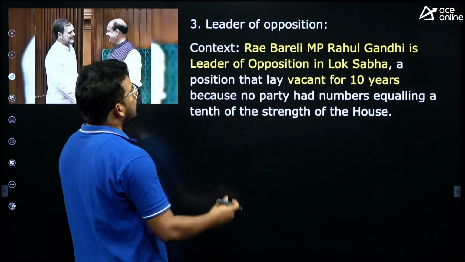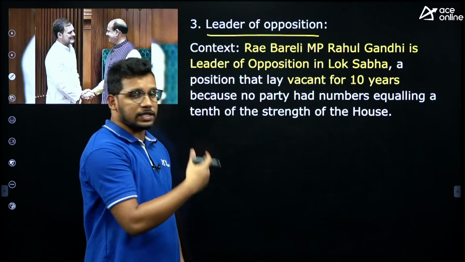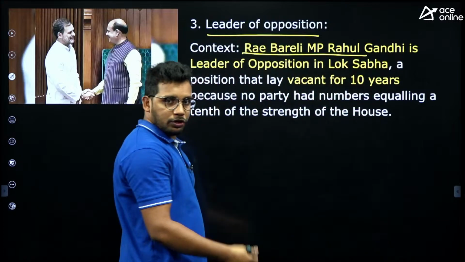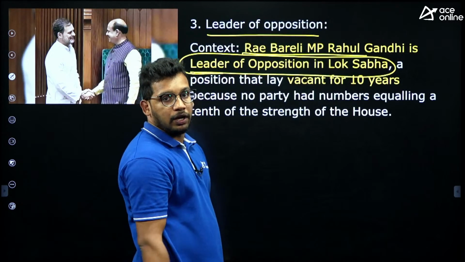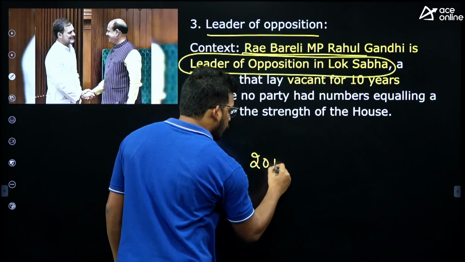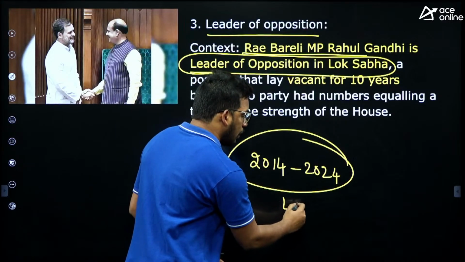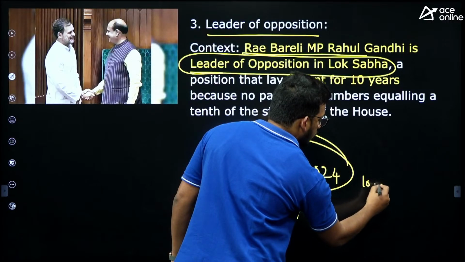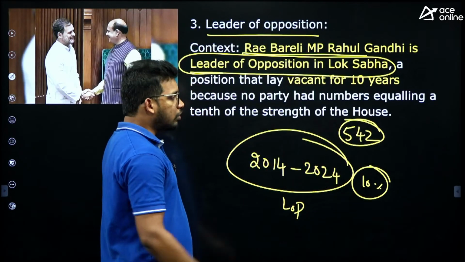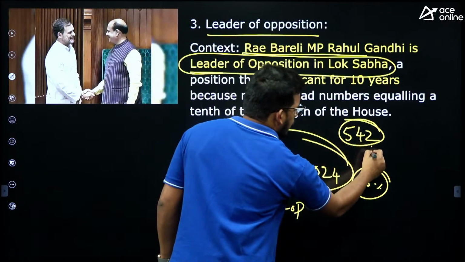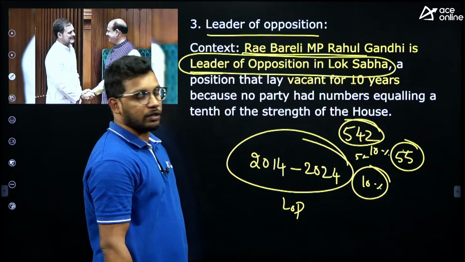Okay, I'll clear. Next article, leader of opposition. The context is that Rae Bareli MP Rahul Gandhi, who is part of Congress, right, has got the status of leader of opposition in the Lok Sabha. In the last 10 years, that means from 2014 till 2024, we didn't have any leader of opposition. We don't have LOP, leader of opposition, because no party has got 10% of total Lok Sabha seats. What are the total Lok Sabha seats? 542, right? Or 543 you can say. Out of that, 10% means 54.2, that means 55. One needs to get 55 seats, right, according to the convention.